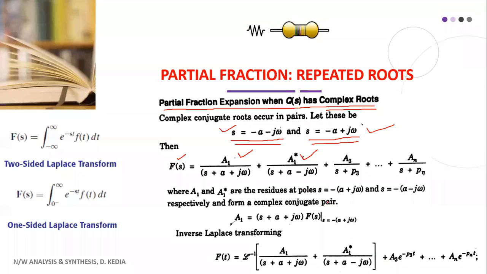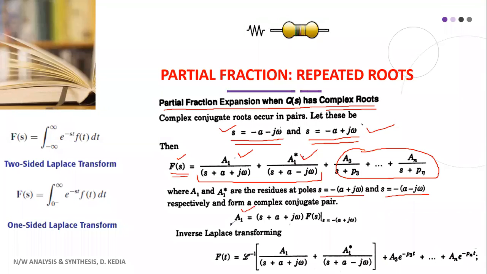And the rest of the terms are related to the other terms of this S domain function. We are concentrating here only on the complex root part. That's why we are focusing on A1 and A1 star only. For A3 up to An, the other methodology will apply. So these are the values of the two roots, that is minus of alpha plus j omega and minus of alpha minus j omega.